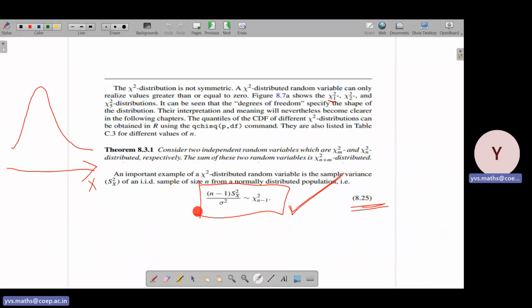Next is this particular equation 8.25, which is very important. Now all of you know that S square is the standard notation for the sample variance, and it's a random variable. Why is it a random variable? Because the sample variance will change from sample to sample. So if you multiply the sample variance S square by n minus 1, and divide by the population variance sigma square, it will give rise to a chi-square distribution with 1 degree less than n, I mean n minus 1 degrees of freedom.